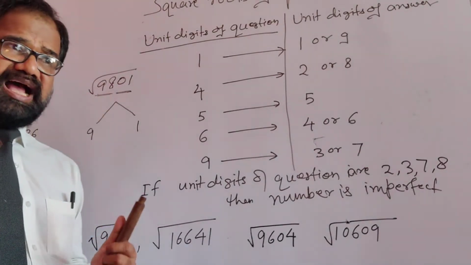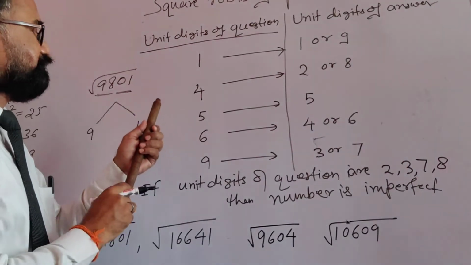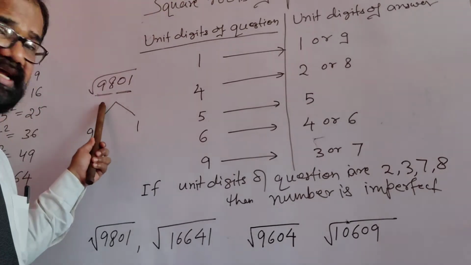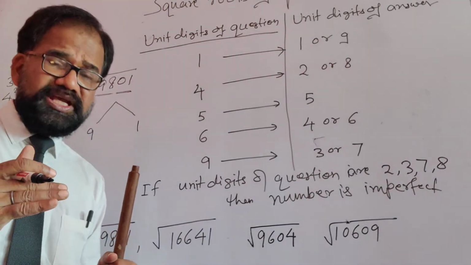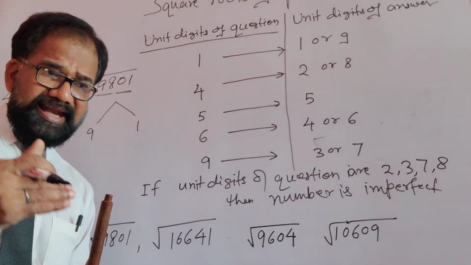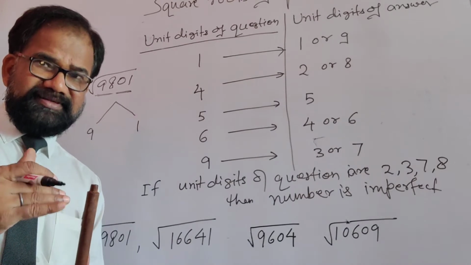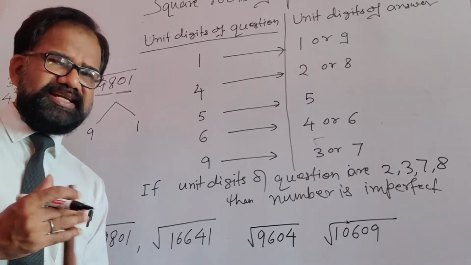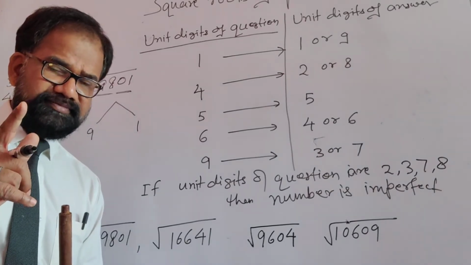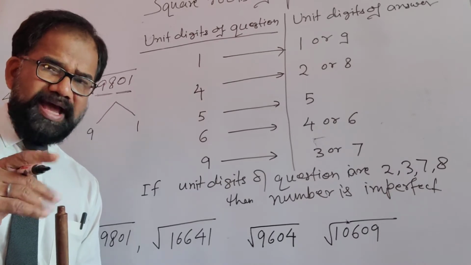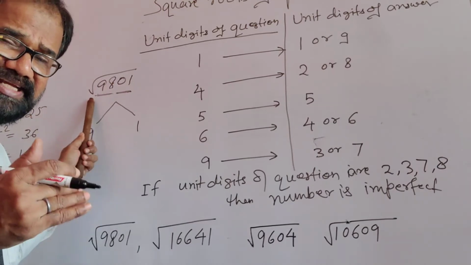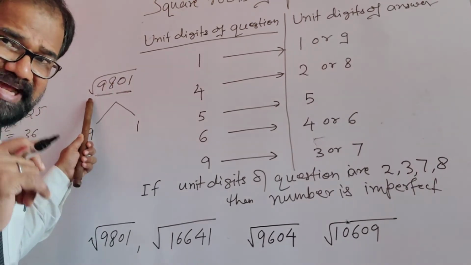After that, you see 98. Now you have to see the number whose square is 98 or less than 98, right? The perfect square less than 98, that is 81, right?